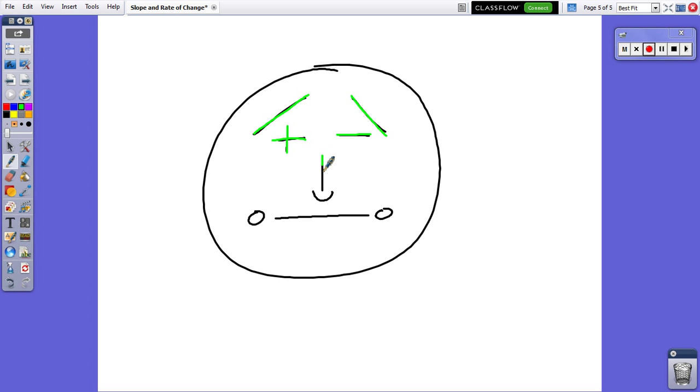His nose is a vertical line with a U underneath it to tell you that vertical lines are undefined. And then his mouth is a horizontal line with these little dimples that are zeros that tell you that a horizontal line has a 0 slope. So that can help you remember which slope is which.